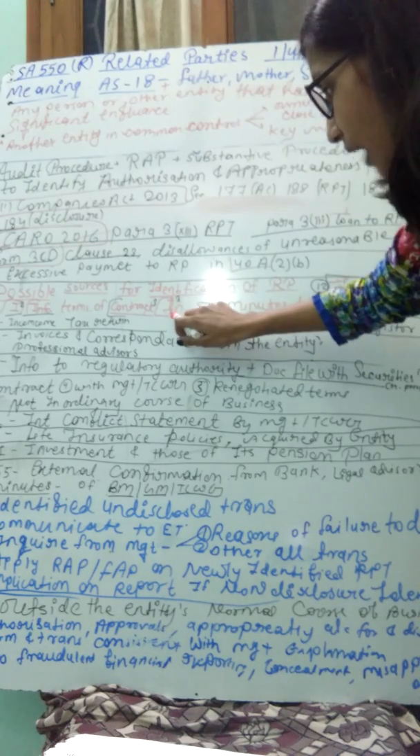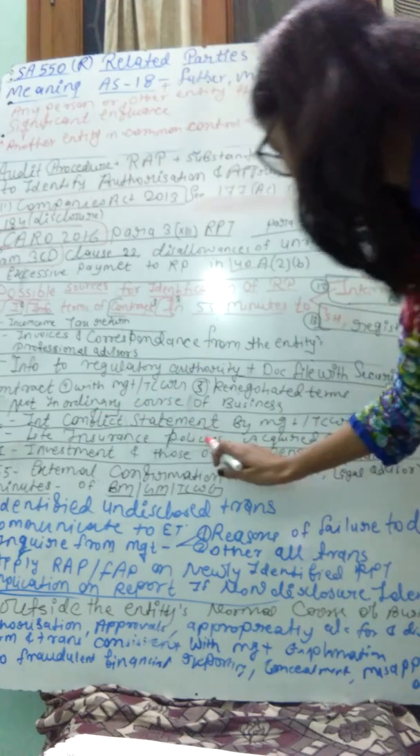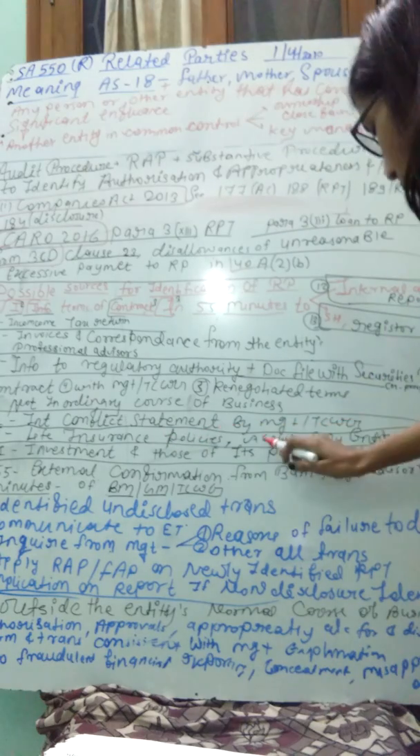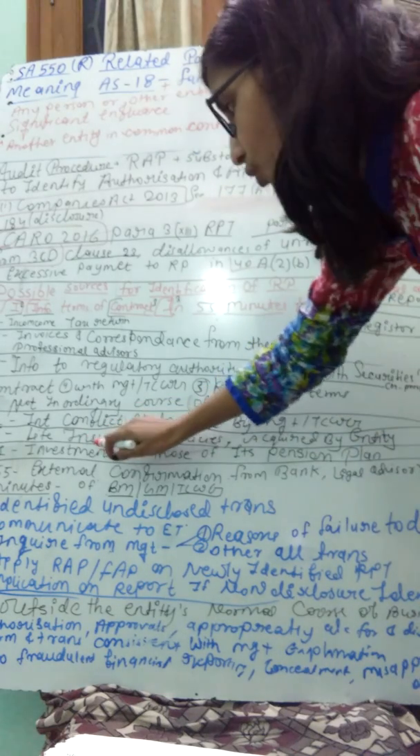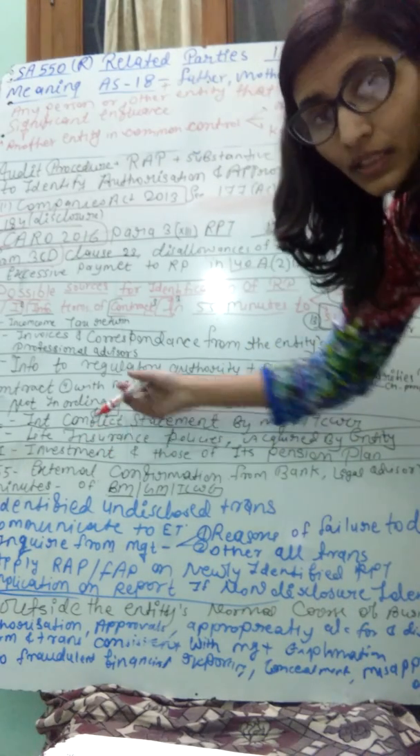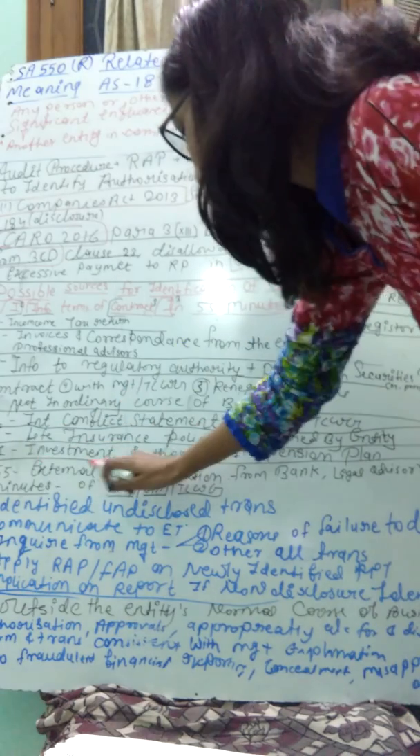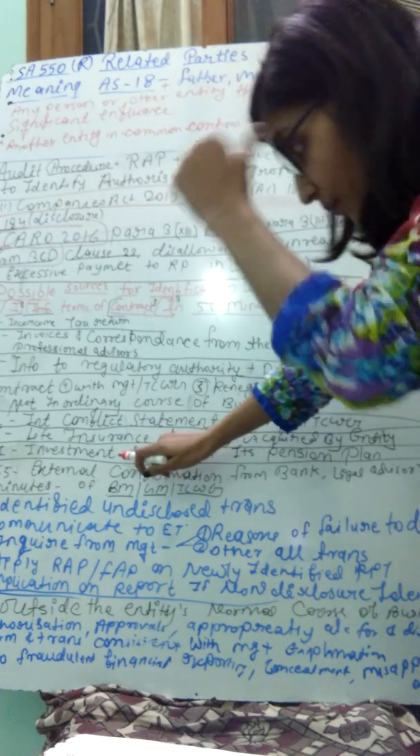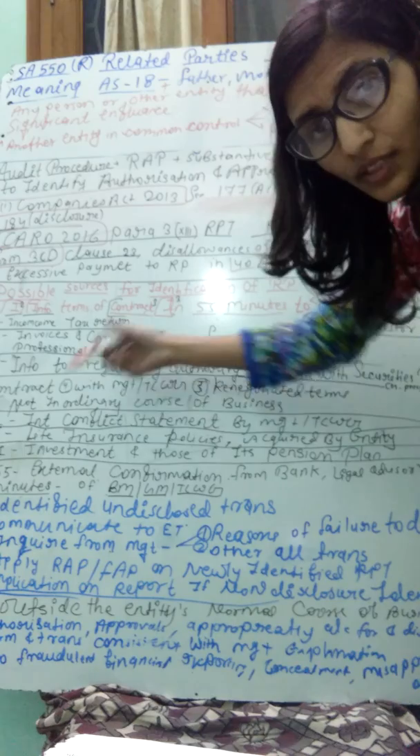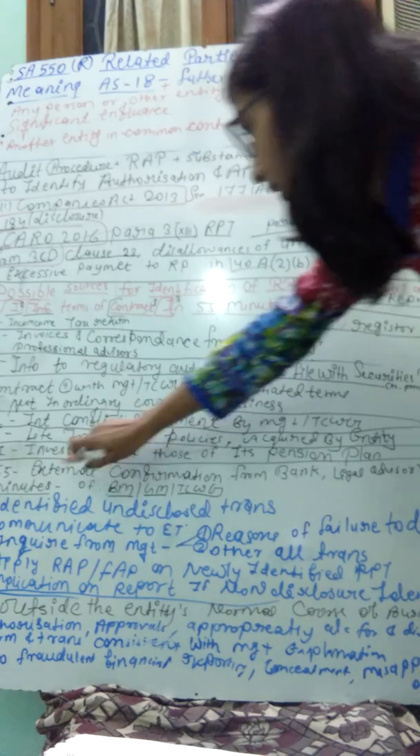Then I is for insurance policies, life insurance policies acquired by the entity. If there is any life insurance policy on a related party, then here you should check. Then I for investment: if there is investment in a related party or related entities, then also you check here.